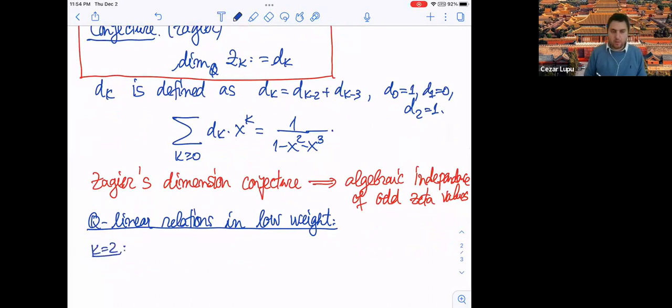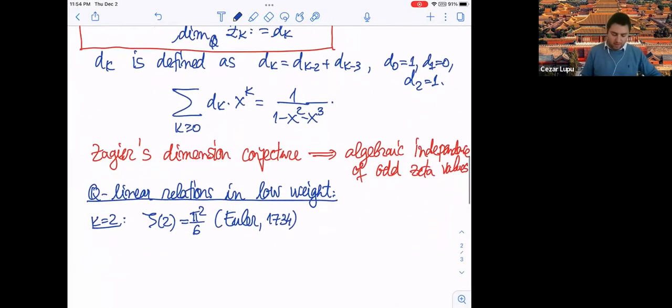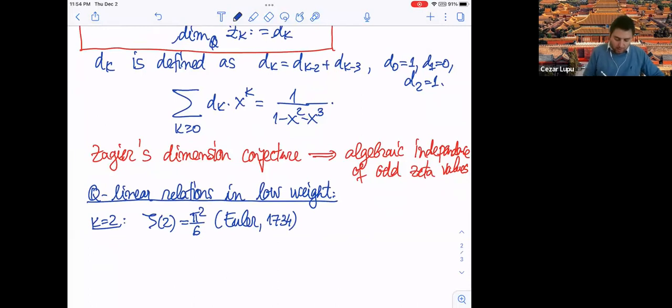What values do we have? We have only zeta of 2. And thanks to Euler, this is pi squared over 6. We said that. And in fact, maybe we will prove this today. Like I said, I want to prove more things. In weight 3, we have 2 values, zeta of 1, 2, and zeta of 3. And in fact, they're equal. Again, this is thanks to Euler.